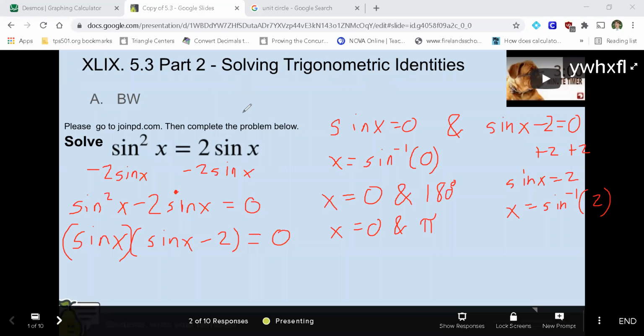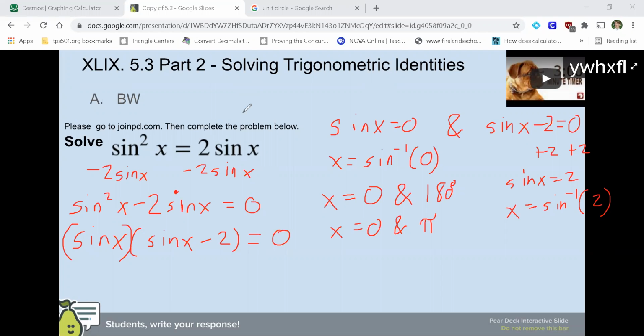That does not exist. The range, remember, is -1 to 1. So this is undefined. The largest y value on the unit circle is 1. Therefore, the sine inverse of 2 doesn't exist.